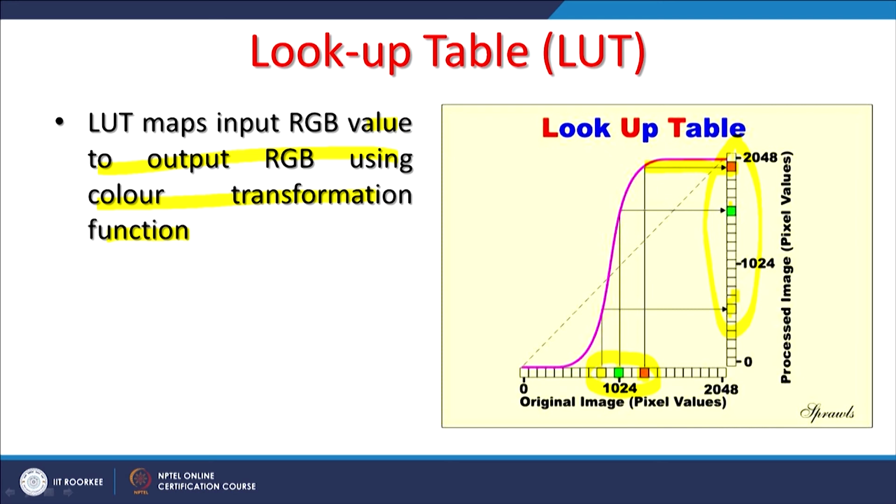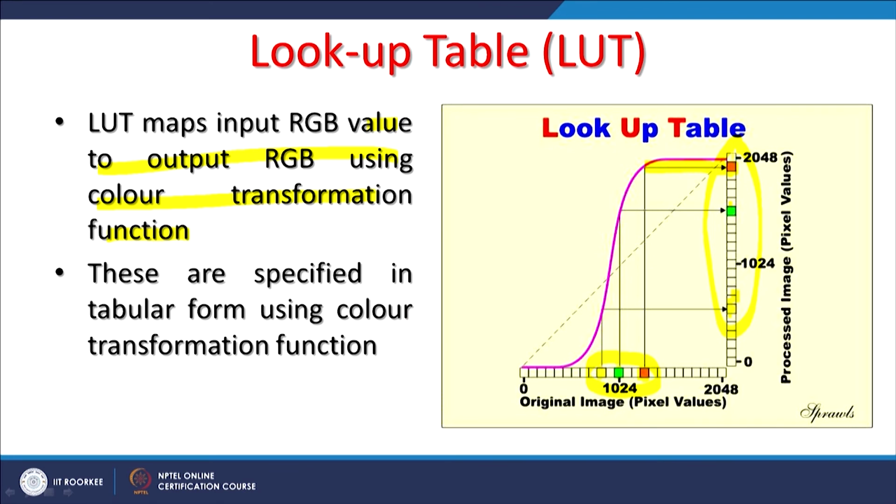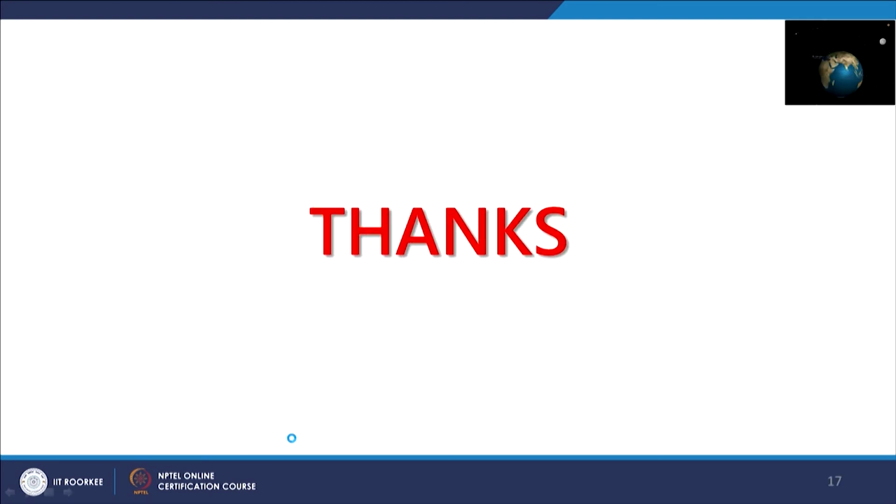Only through this lookup table will I save my result in my machine, not the processed image. The original image will always be there, but the processed image will not be saved. Only the processed lookup table will be saved. These are specified in tabular form using a color transformation function, the LUT function. x, y are the location of individual pixels with RGB, and in the output you again have x, y, the location, which has to be intact, and then the RGB shows how changes have occurred. Likewise you get this lookup table.